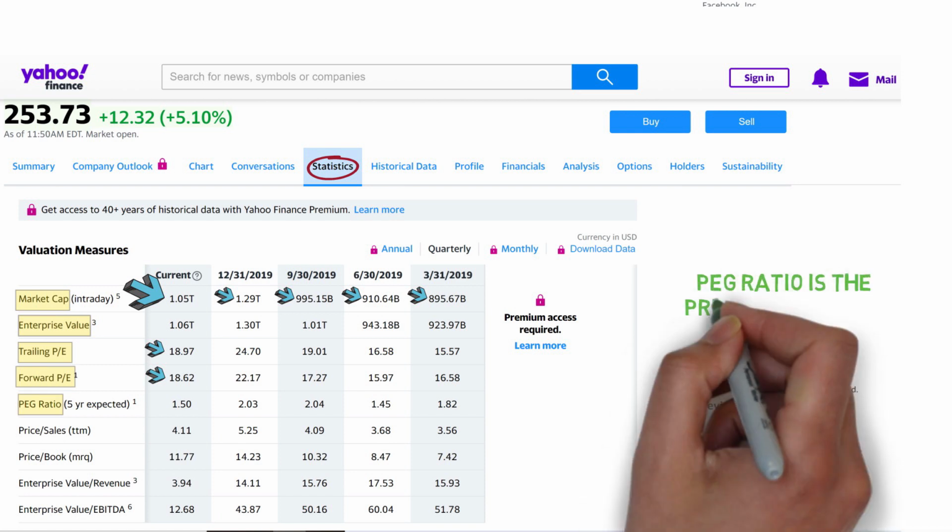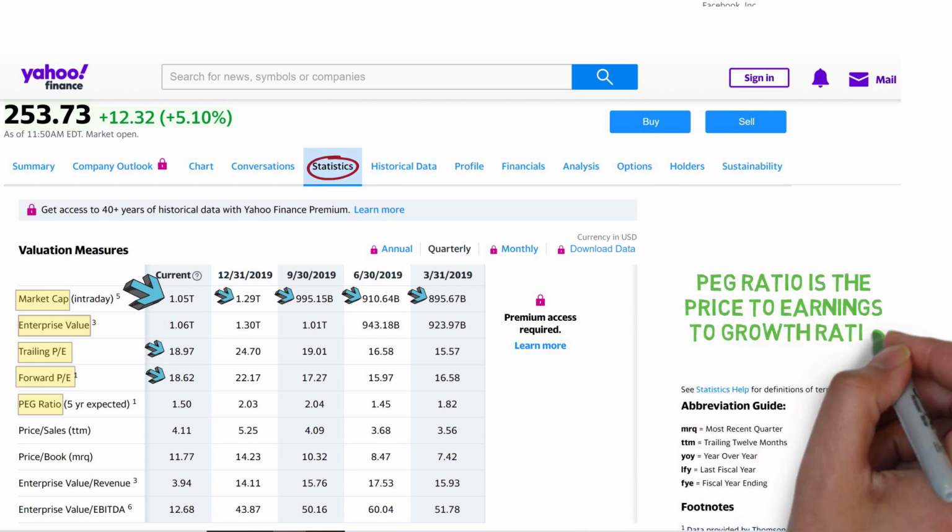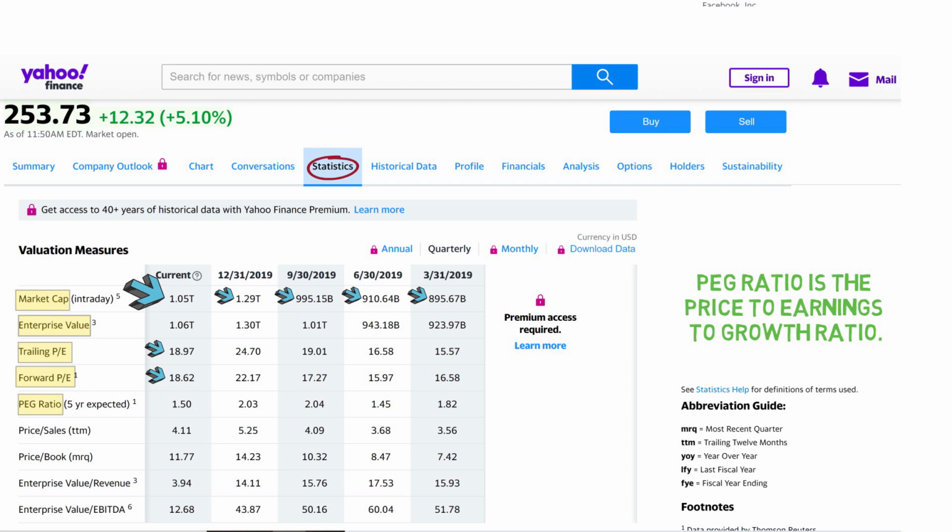The PEG ratio is the price to earnings to growth ratio, which will be covered in a future video. This metric is essentially price to earnings with expected company growth factored in. Ideally, we would like this to be closer to 1, although you can see a 1.5 is better than it has been for most of the past quarters listed here.